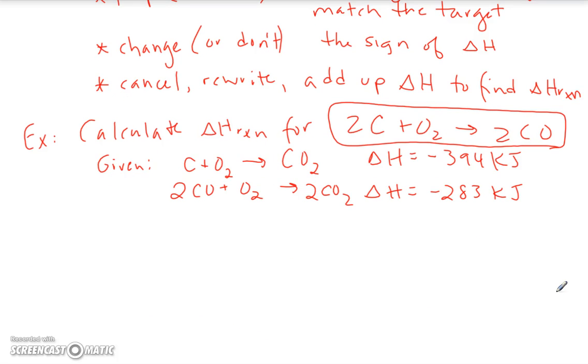I'm going to push up this equation so we can do our work down here. Now, what we want is to keep the carbon right here on the left side of the equation. We want this to stay on the left side. In our given equations, the only place where I see carbon alone is in the first equation. So I'm going to write 2 arrows to represent the 2 equations. I'm going to keep this first equation as C plus O2 turning into CO2, and I'm going to leave the negative 394 as is.